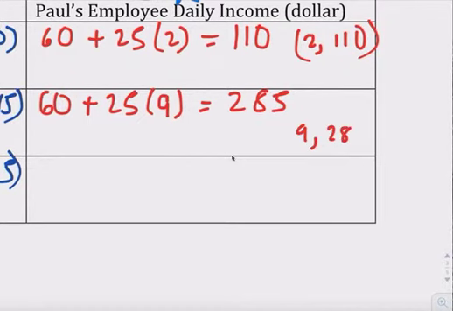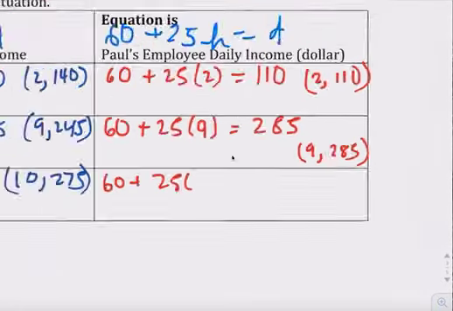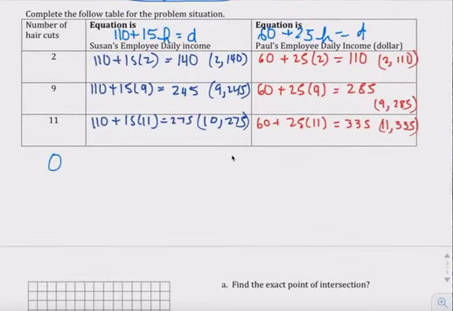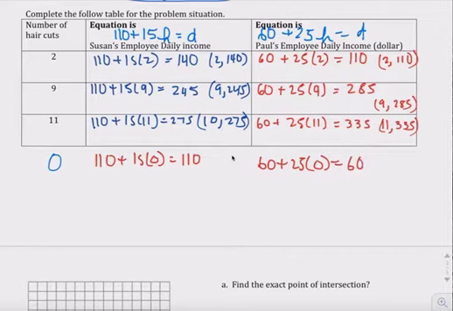9 and 285. Times 11 equals 2. So 11. There's a box, like I just watched it the other night. Okay. Okay.